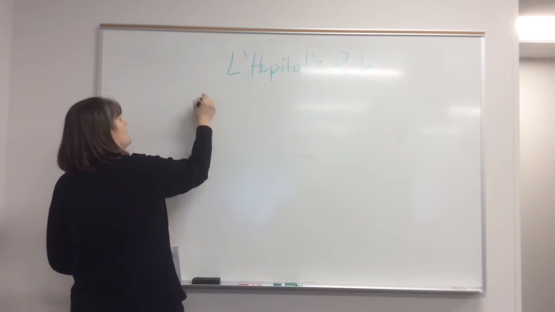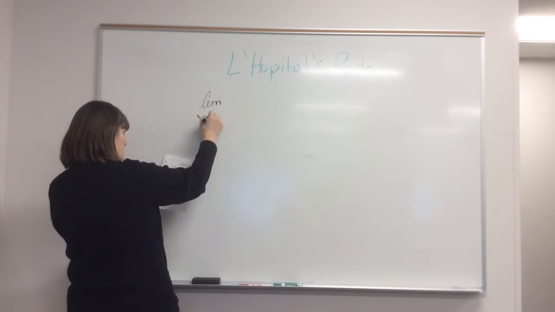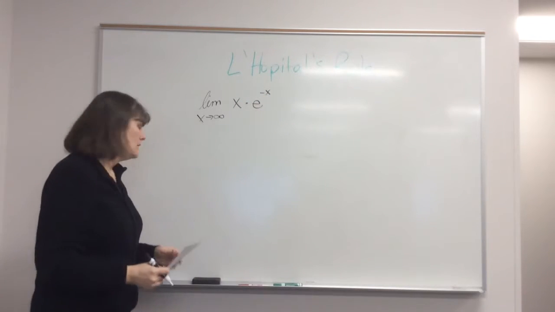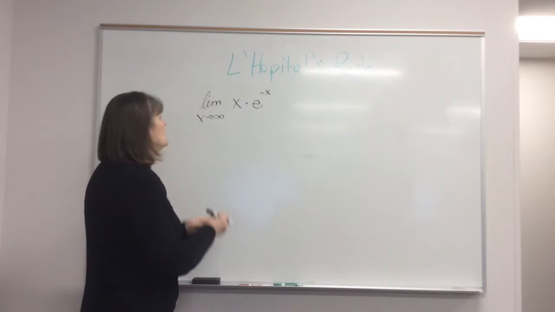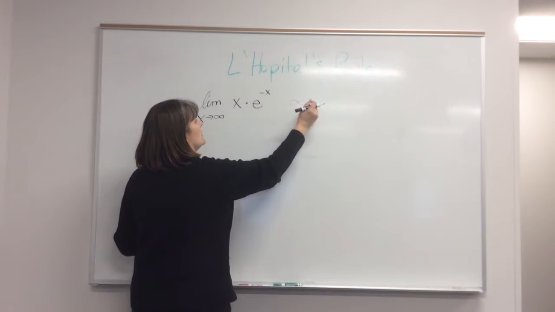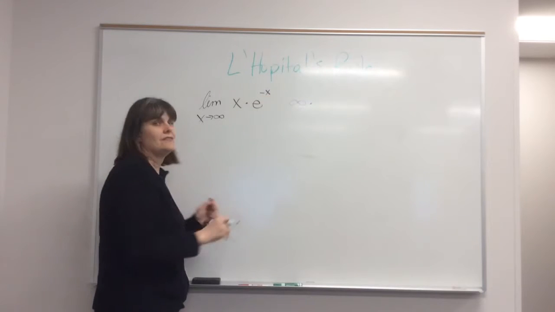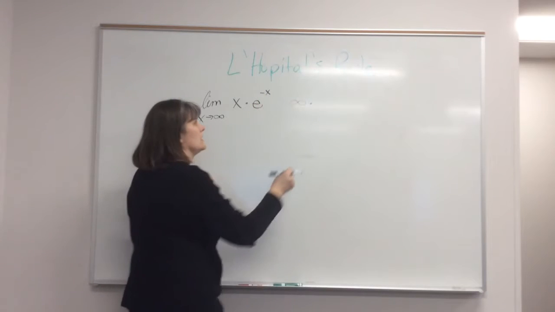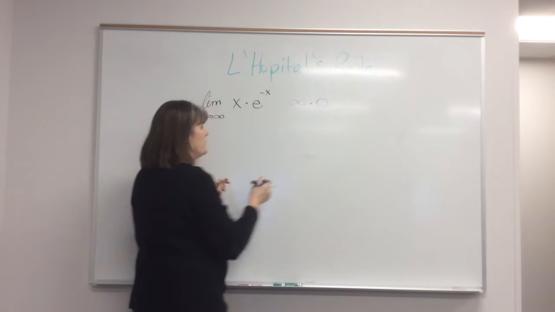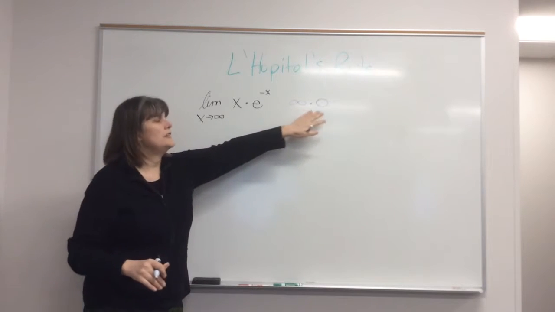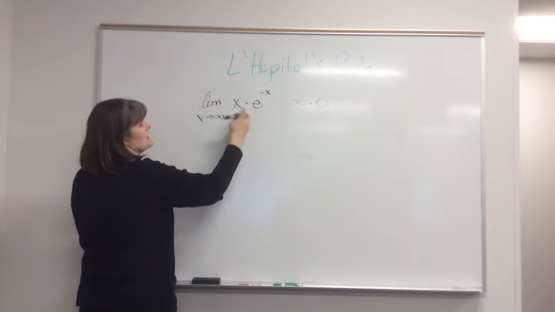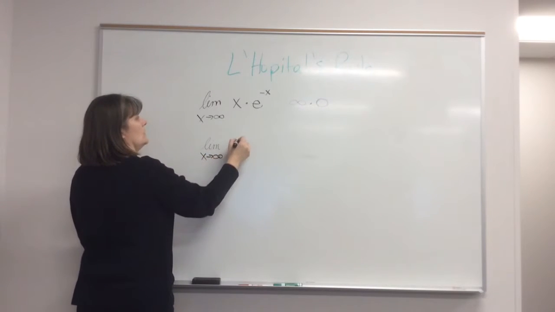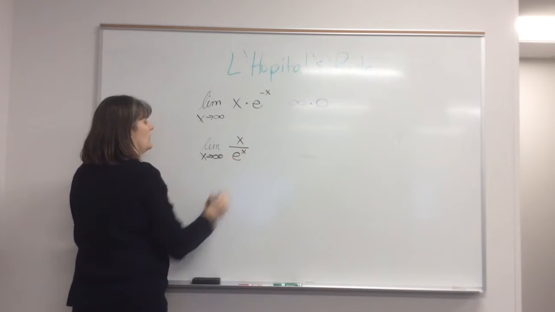So if we have the limit as x approaches infinity of x times e to the negative x. Well, if I plug that in, we have infinity times, well, e to the negative infinity is really 1 over e to the infinity. 1 divided by a really large number is 0. So we have our form infinity times 0. So we're going to try to rewrite this. And this one is a simple one to rewrite because we have a negative power. So we'll just rewrite it so it's a positive power.